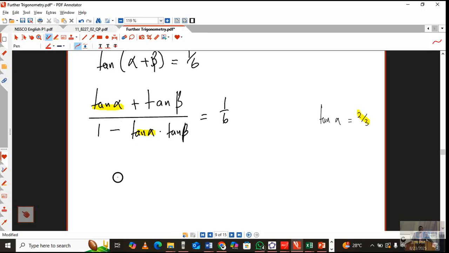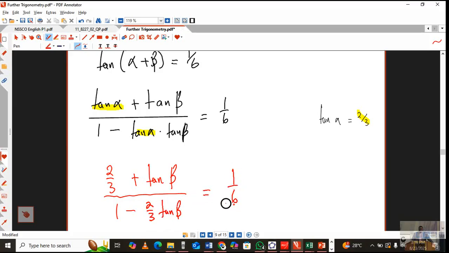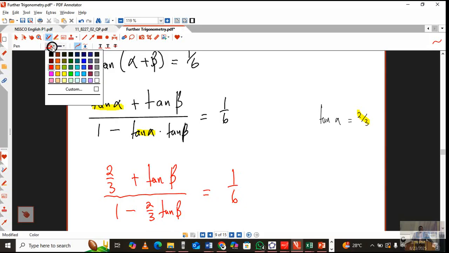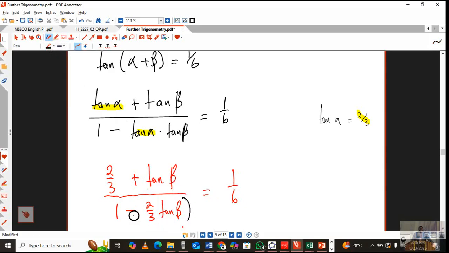Okay, so tan alpha is going to be replaced by 2 over 3 plus tan beta, all of this over 1 minus, again, tan alpha is 2 over 3, then multiply that by tan beta. This should equal 1 over 6. All right, whenever you're dealing with expressions, you put them in parentheses. This should be something that you are used to by now.